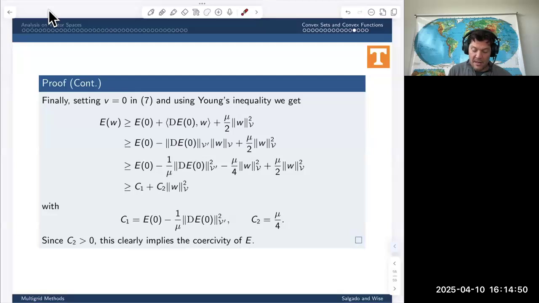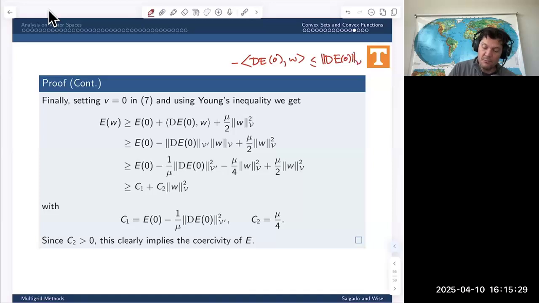Next, we're going to apply the continuity property of the norm, but we're going to apply it with a negative sign and then throw the negative sign back. Okay, so the way we apply it is minus DE(0) acting on w. This is a duality pairing, but it actually just means the action of the functional on w. So it's a function evaluation. And we know that because of continuity it has to satisfy the following inequality.